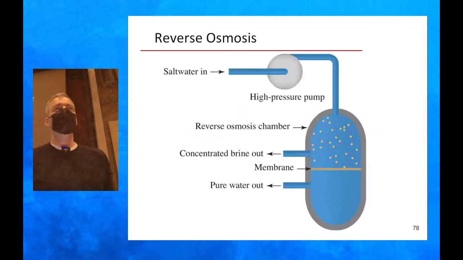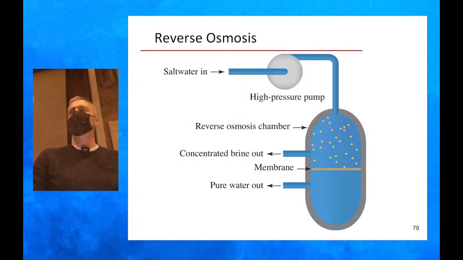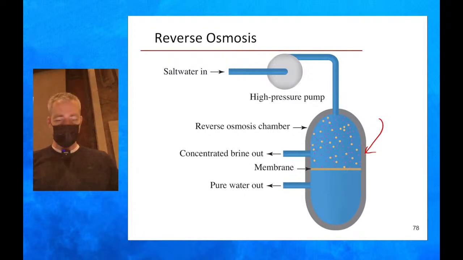So you can use this to desalinate water if you live somewhere with no fresh water, but you are close to the ocean. You can take salt water, you can pressurize it. This is a tank which is split in two with a membrane separating the top half and the bottom half. If you build the pressure up, what you can do is force the clean water through the membrane.